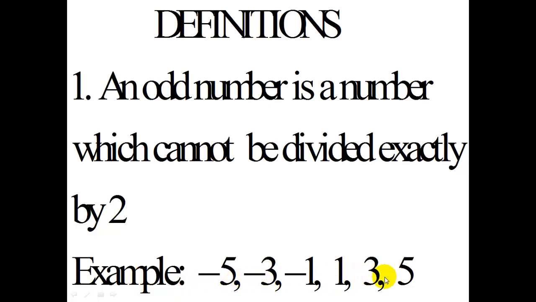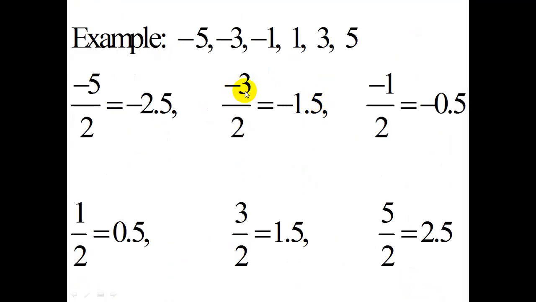Now these are examples of an odd number. We have -5, -3, -1, 1, 3, and 5. When we divide -5 by 2, the answer is -2.5. Because the answer is a decimal, it means that there is a remainder. When we divide -3 by 2, we have -1.5. That means there is a remainder. That makes -3 an odd number.